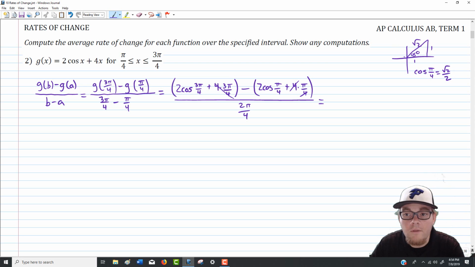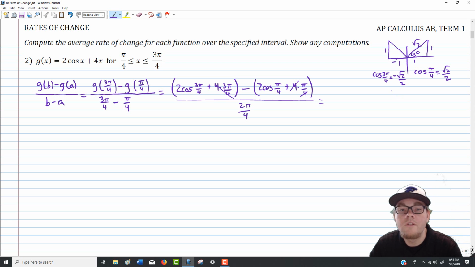On the other hand, 3 pi over 4 isn't in quadrant 1, but in quadrant 2, but the ratios are exactly the same. So in this case, if we go to calculate it, we'll get that cosine of 3 pi over 4 is equal to negative root 2 over 2. So basically, we'll have a negative version and a positive version.